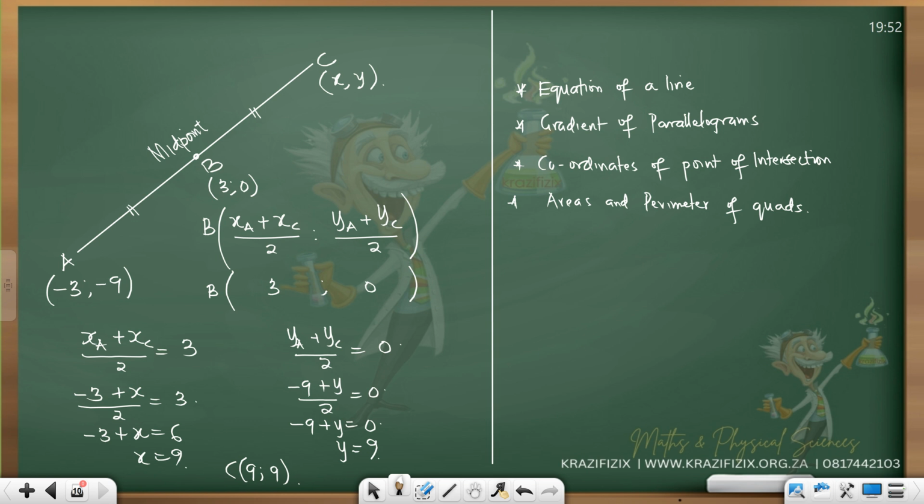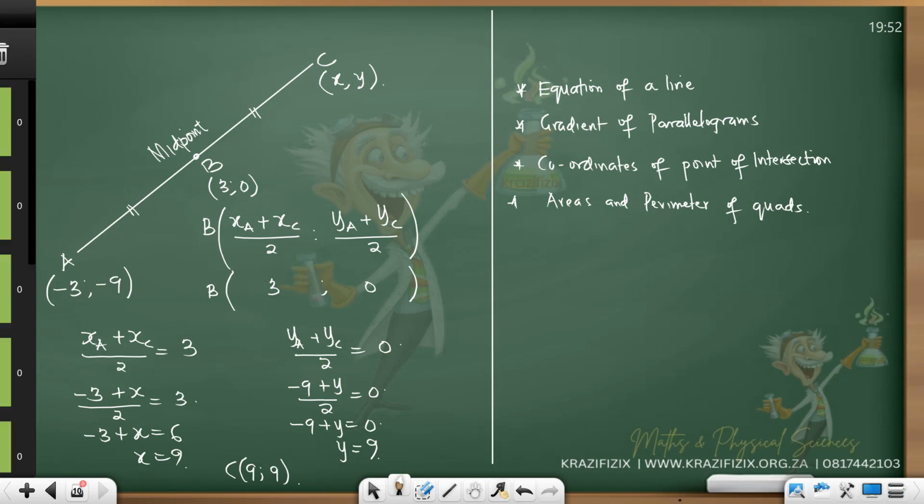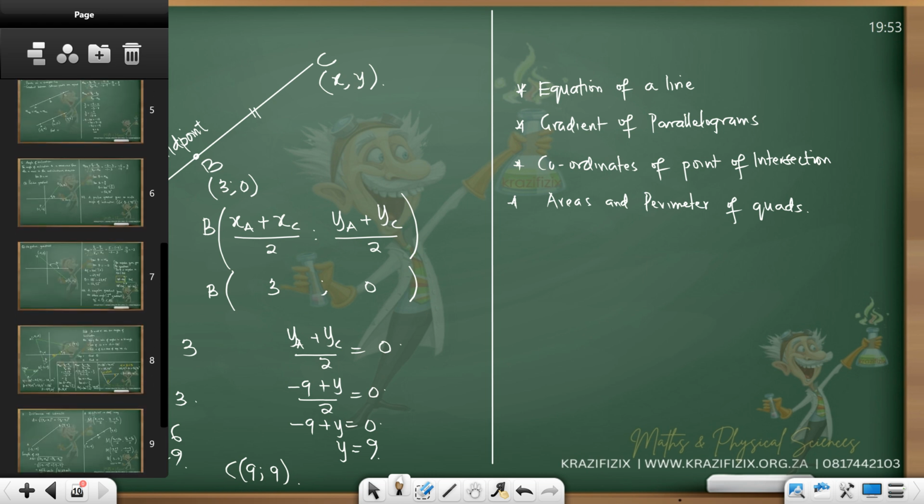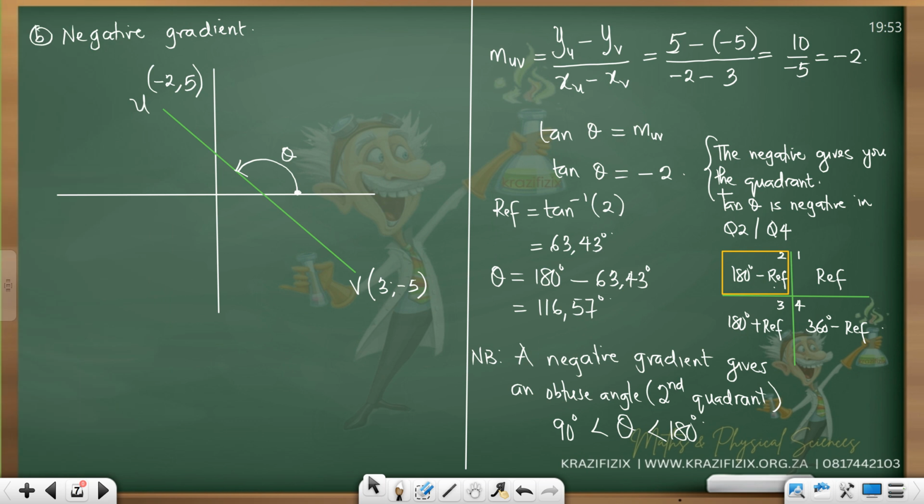Sir, yes, Mandla? Remember the gradient, tan of theta is equal to m? You want me to go back to that gradient? Where is it? How do you know that the reference angle is 102? Because that's where tan is negative. General solution. Where is tan negative? Do you remember your CAST diagram?